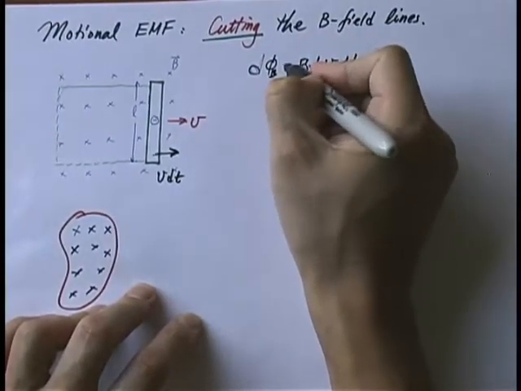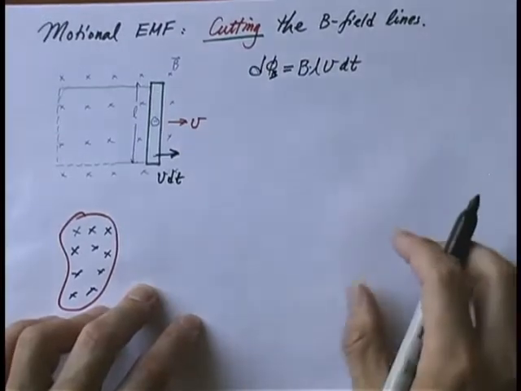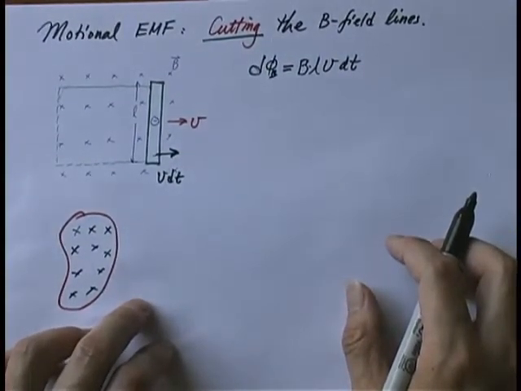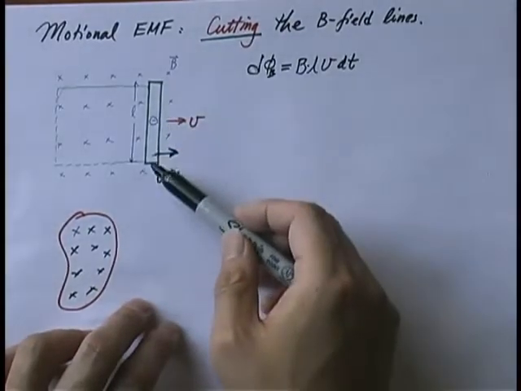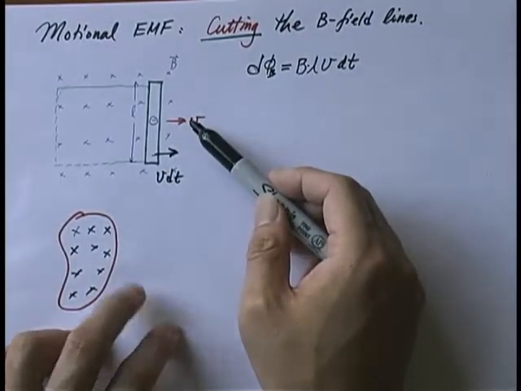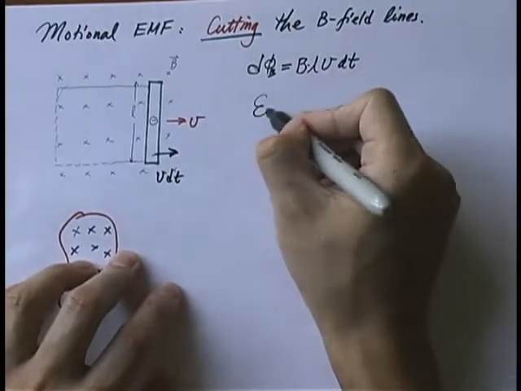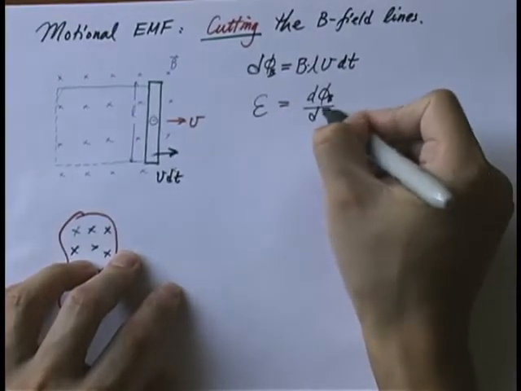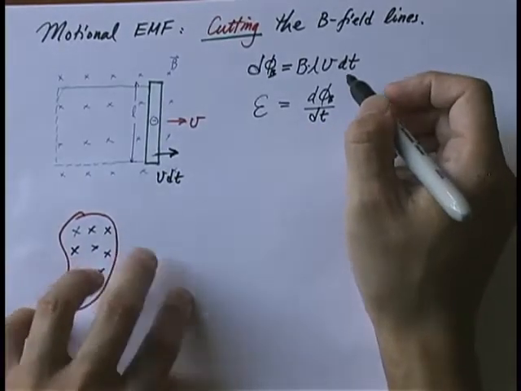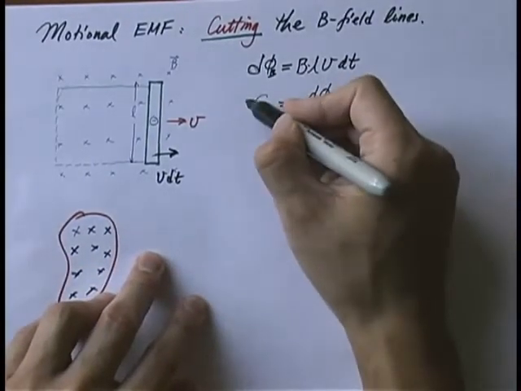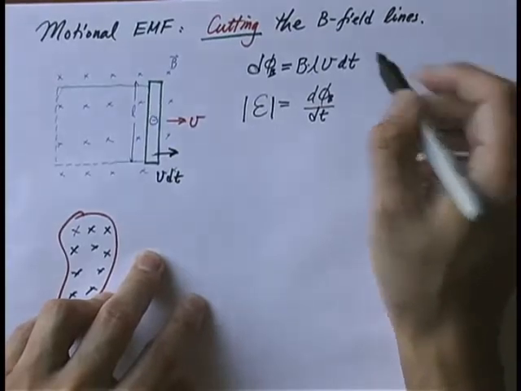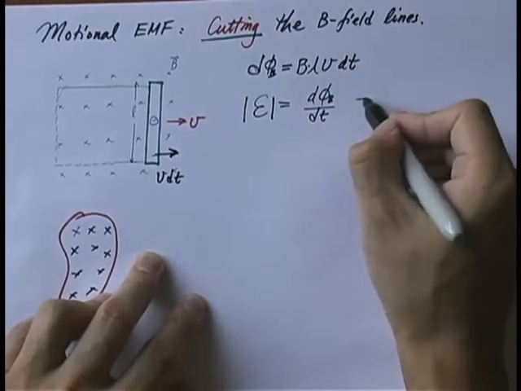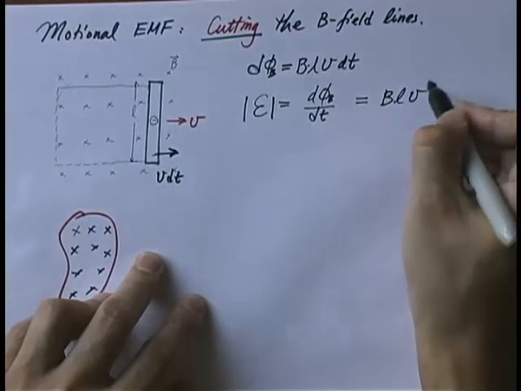Now, given that, I want to know what is the EMF generated as the bar cuts through the magnetic field lines. Well, epsilon, isn't that equal to d phi B over dt? I'm not going to worry about the negative sign for now. I'm just going to take an absolute value. And what is that equal to? Move that dt down here. Isn't that equal to B L v?